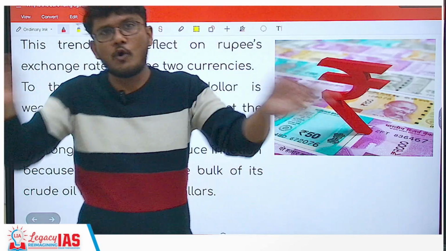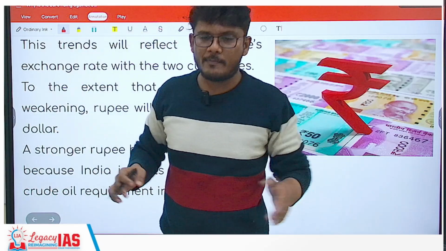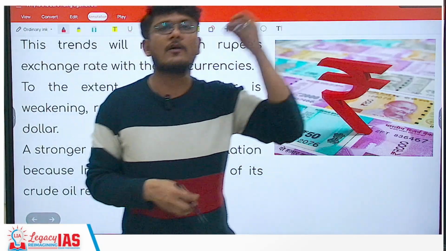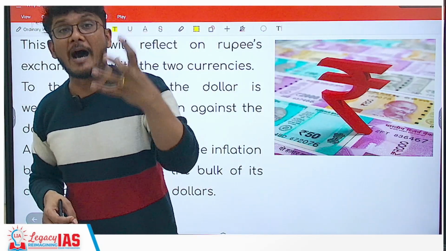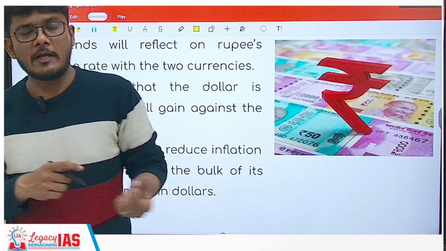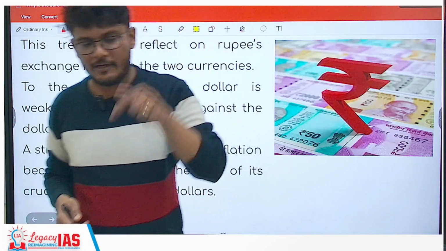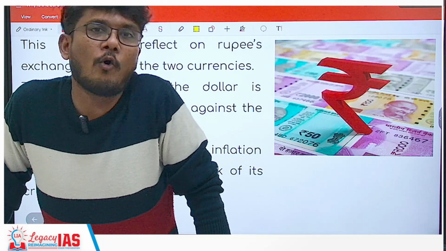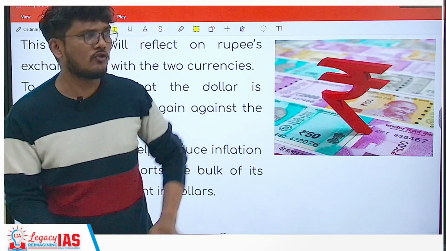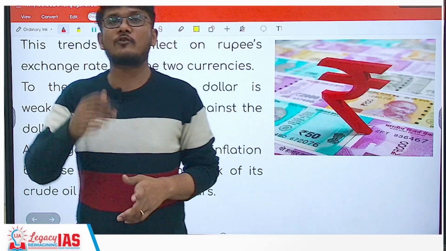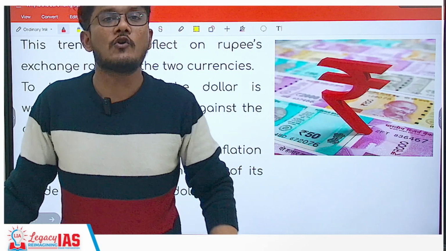Because crude oil is cheaper, everything becomes cheaper, because anything and everything requires transportation, logistics, and petroleum or power, etc., as a result of which inflation will go down as import bills will go down. So this to an extent will help India. Of course, up to a certain limit. Too much fluctuation is not desirable.